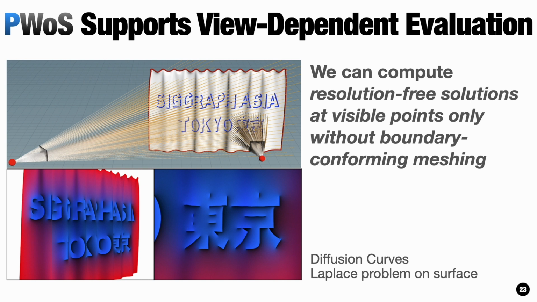Our method supports view-dependent evaluation. We cast rays from the camera to choose the solution evaluation points, so the solution is not limited by any specific surface discretization resolution. We also do not discretize the surface in a boundary conforming manner in this example.